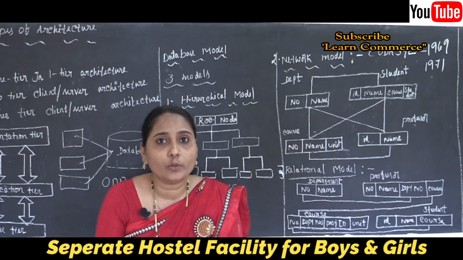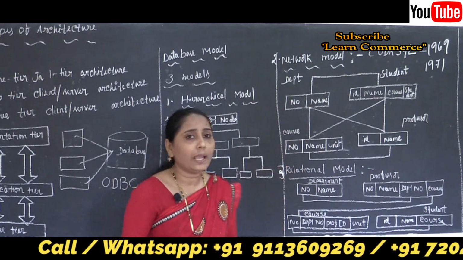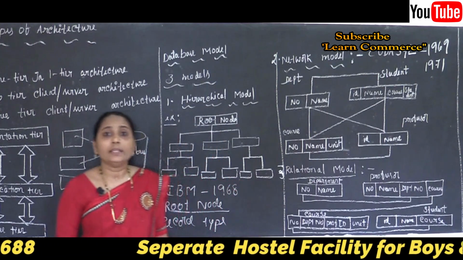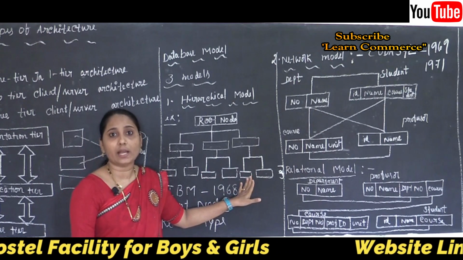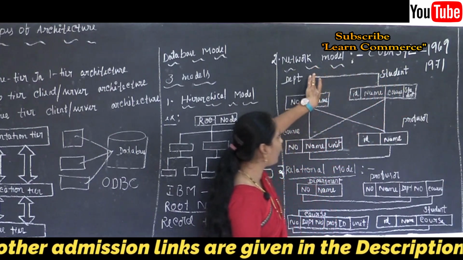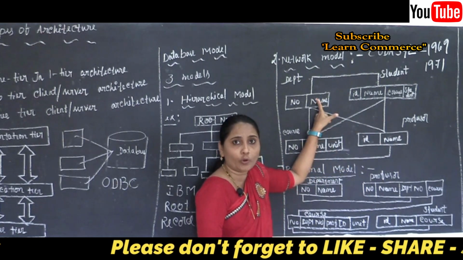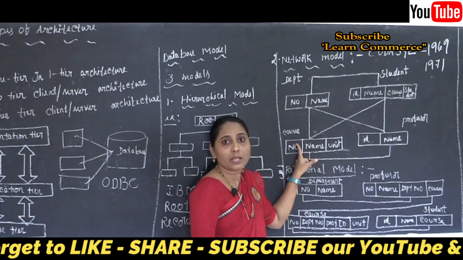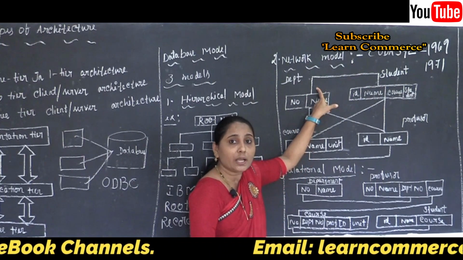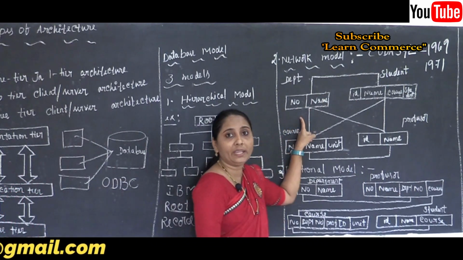Now what's the advantage of the network data model here? The first thing is the parent node. These are the parent nodes, and these are called the child nodes here. The parent node can have many child nodes, and the child nodes can also have many parent nodes. Thus the network model permits the modeling of many to many relationships.